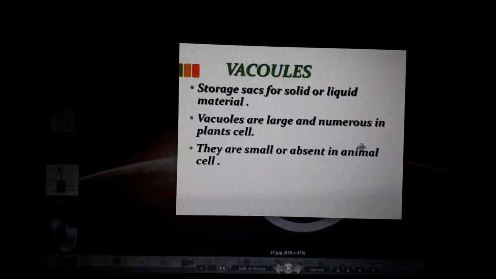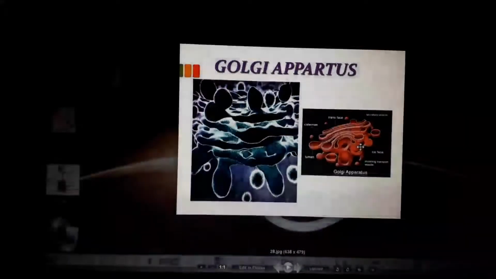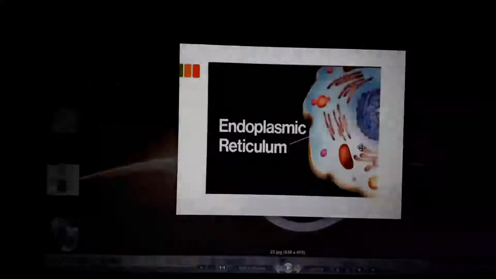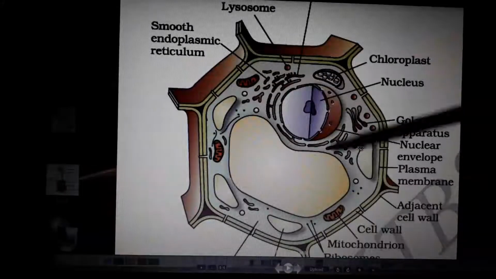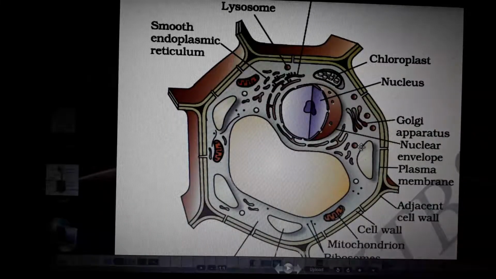Next one, we can see the vacuoles. There are small vacuoles inside the cell. What is their function? Storage of solid and liquid materials. Vacuoles are large and numerous in plant cells. They are very small or absent in animal cells. In animal cells we mostly cannot see any vacuole. In plant cells there is a vacuole, and almost 50% of the plant cell is vacuole.